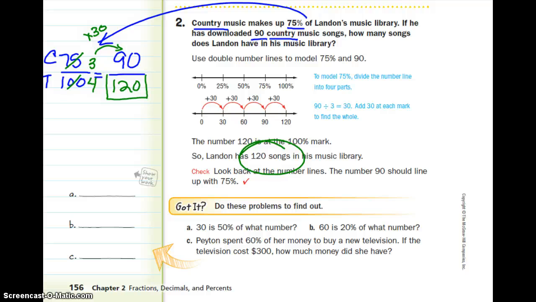Now it's your turn. Get it, got it, go. Set up a proportion.